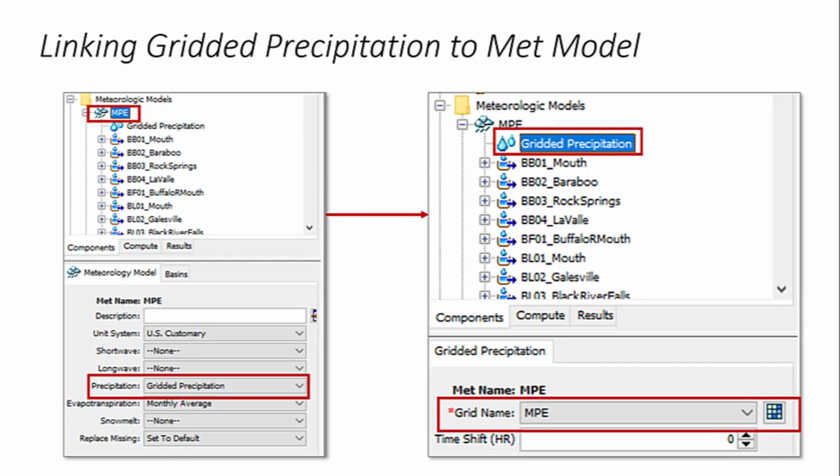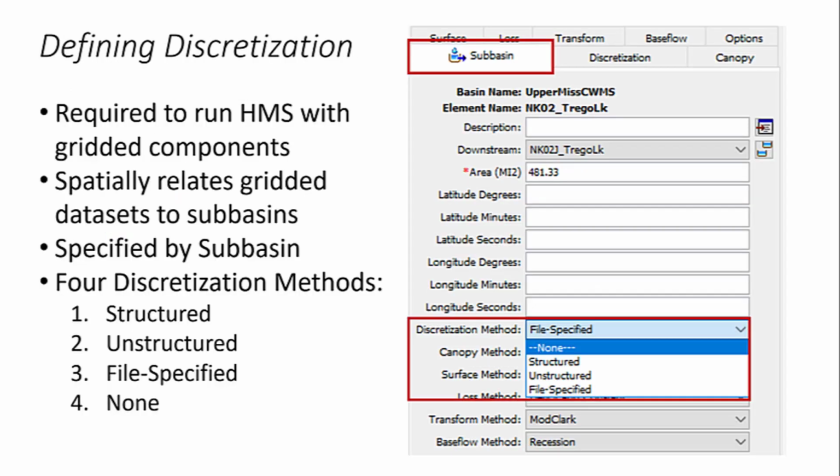Next, the meteorologic model must be configured to use the gridded precipitation by highlighting the meteorologic model name and selecting Gridded Precipitation. The gridded precipitation data must then be linked to that meteorologic model by highlighting Gridded Precipitation and selecting the name of the precipitation grid in the dialog box below.